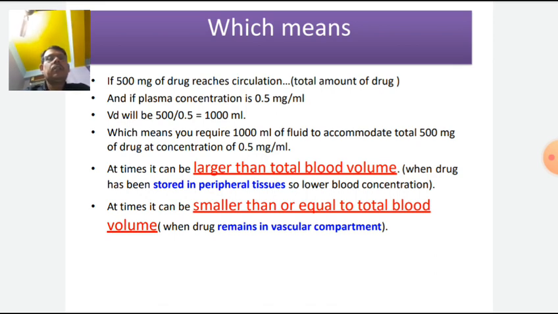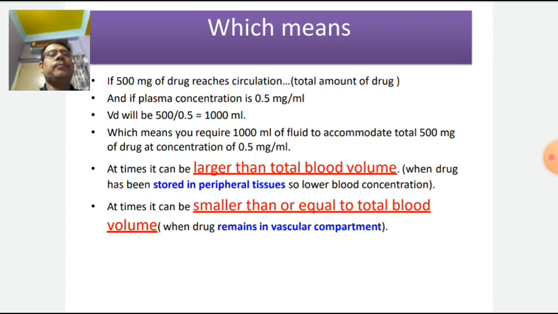So it means 1000 ml of liquid accumulates the total 500 milligram of drug at a concentration of 0.5 mg per ml. At that time it will be larger than the total blood volume when the drug has been stored in the peripheral tissue, so the blood concentration is lower. Otherwise it is smaller than or equal to the total blood volume, and the drug remains in the vascular compartment.